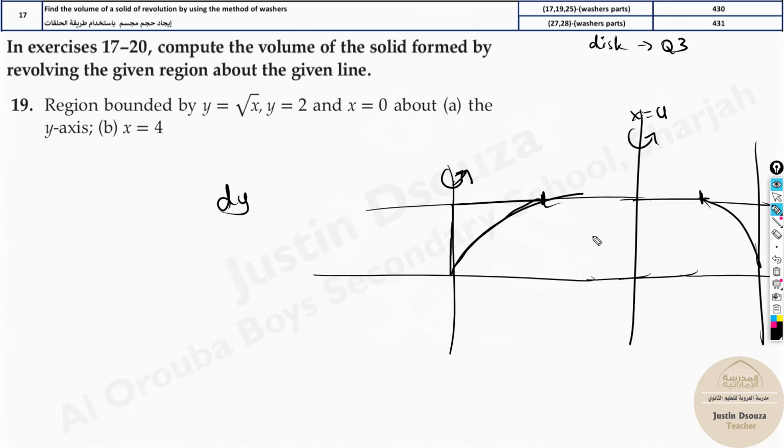Now what is the limit over there? We know it starts at what? X is equal to 0. Up, where is this point? 2. So it's very simple to get the limits. It's 0 and 2. That's it.